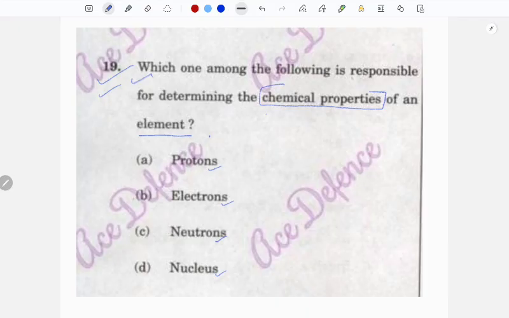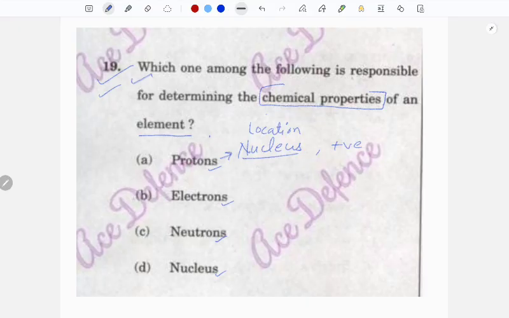So talking about chemical properties, meaning chemical bonds, we'll discuss one by one. First we study protons. Let's discuss protons. What is a proton? A proton is a subatomic particle found in the nucleus. Its location is in the nucleus, and it carries a positive charge. It was discovered by Ernest Rutherford. So you can take this information with you.